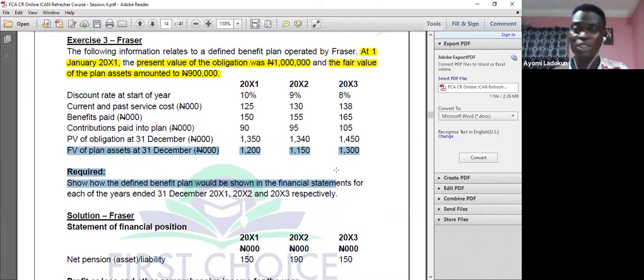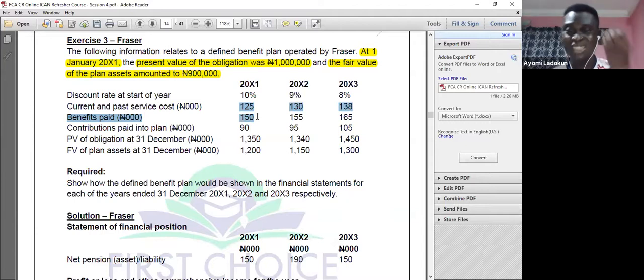So that net position, once you do that, you now remove it from whatever figure you have gotten after discounting, after incorporating your service cost component, and of course your contribution paid. The difference between the two will now be your remeasurement component. So you take it straight to your OCI. So let me take it.